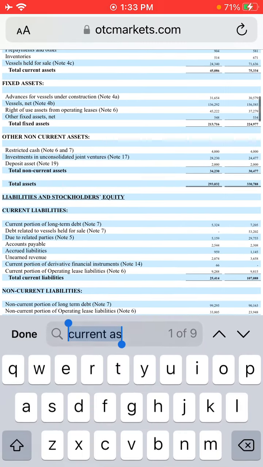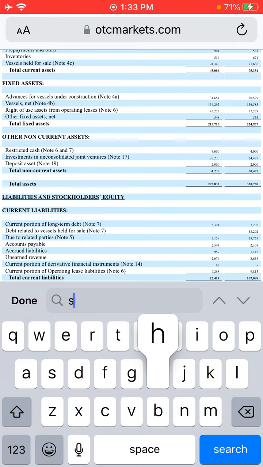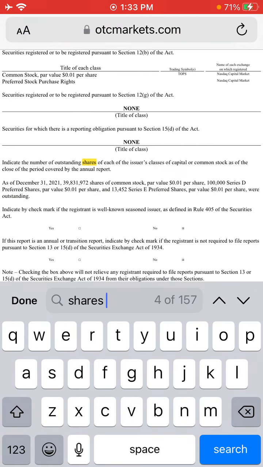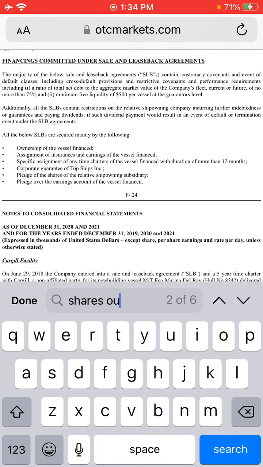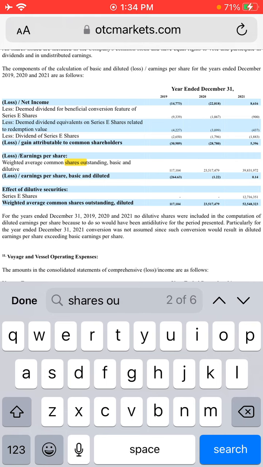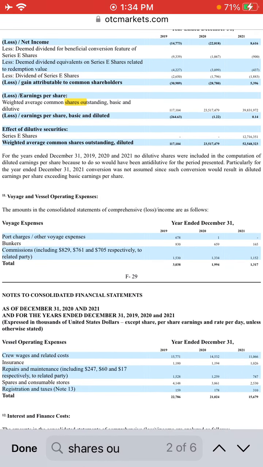Okay, so you can also go here and type in shares outstanding, and I'll usually scroll until I see. So here it's showing at the end of each year. We can see at the end of year 2019, the shares were under a million. At 2020, the shares were 23 million.